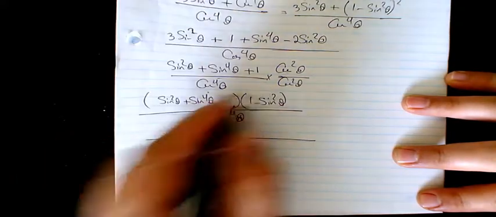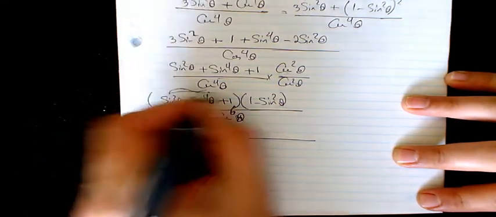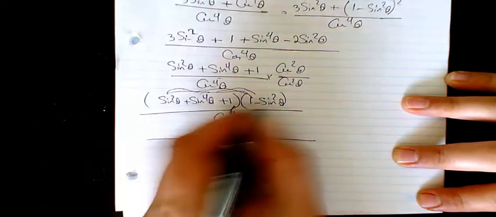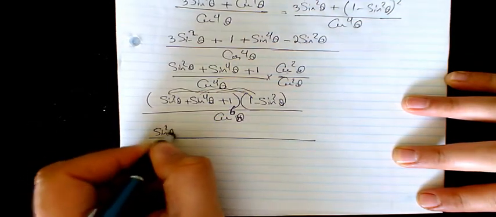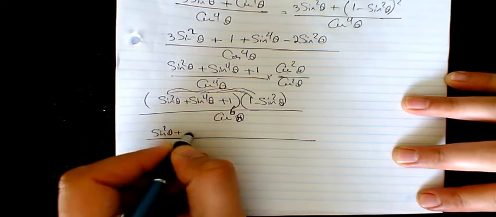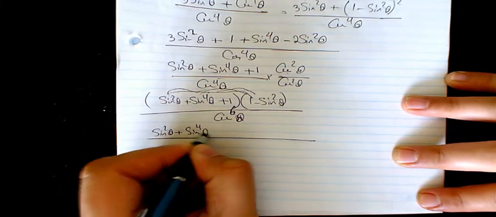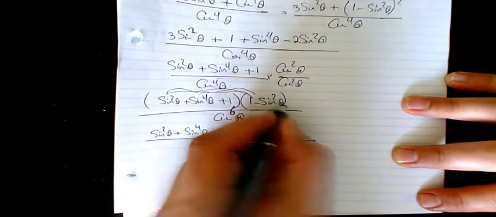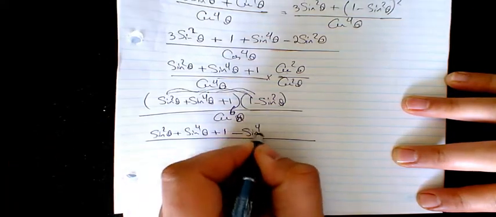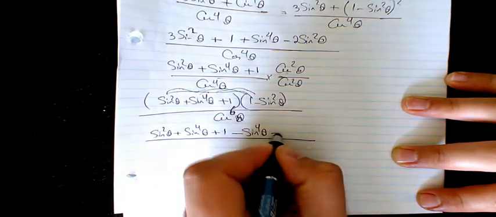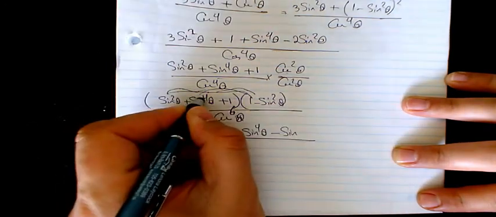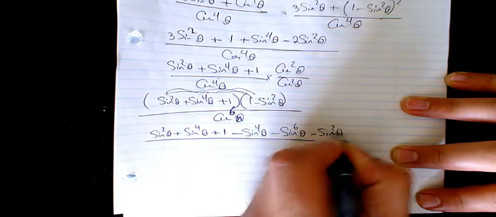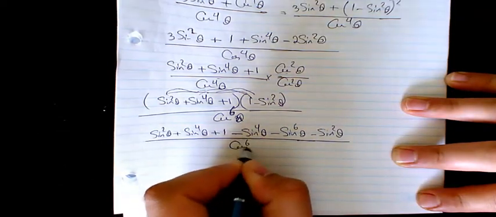Then I multiply this one, and we do the same. Sine squared theta times 1 is sine squared theta. Sine to the power of 4 theta times 1 is going to be the same, and 1 times 1 is 1. Here I have sine squared times sine squared, sine to the power of 4 theta. Then I have sine to the power of 2 and 4, 6 theta. And then I have sine squared theta, cosine to the power of 6.